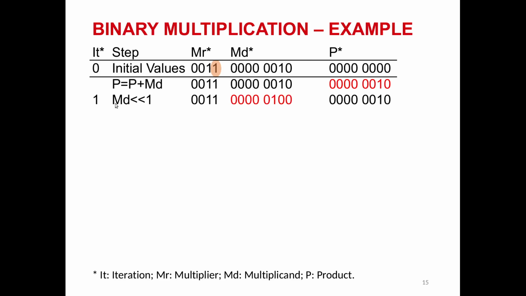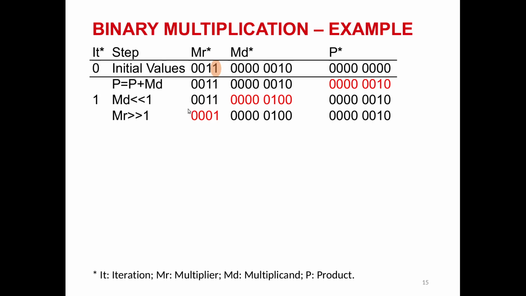And then we need to shift the value of multiplicand 1 bit further to the left. So you can see here we shift it 1 bit to the left, and the new value of multiplicand will be 0, 1, 0, 0 here instead of 0, 0, 1, 0. And of course at this time we just shift multiplicand, so no change in product and no change in multiplier.